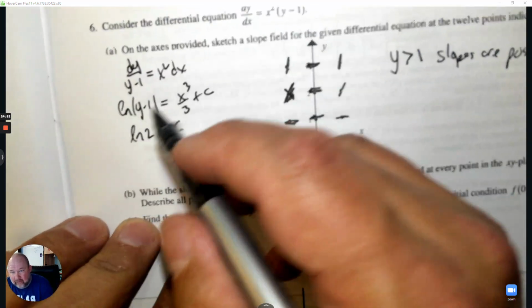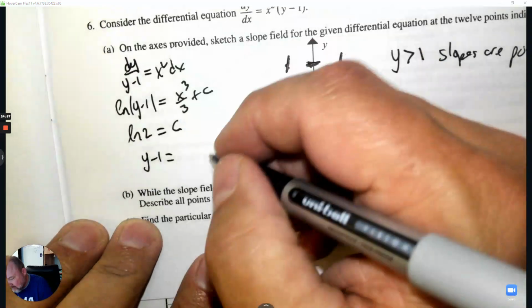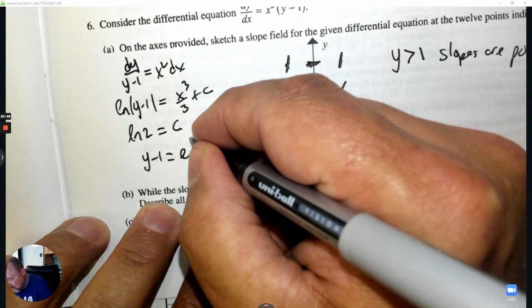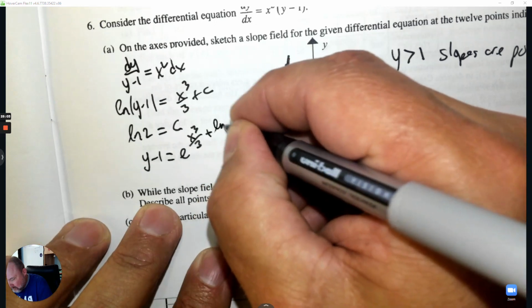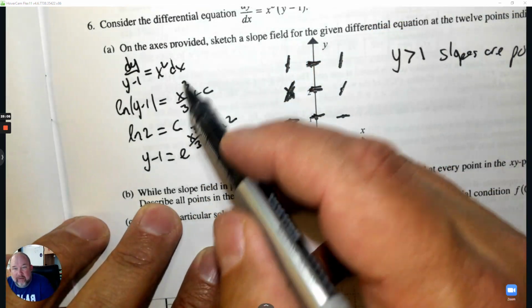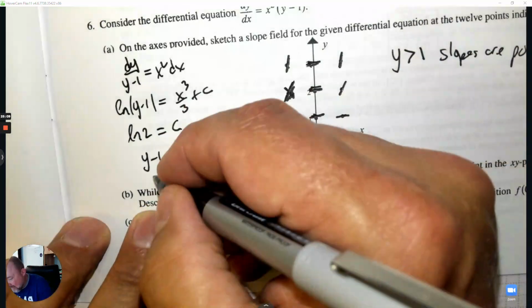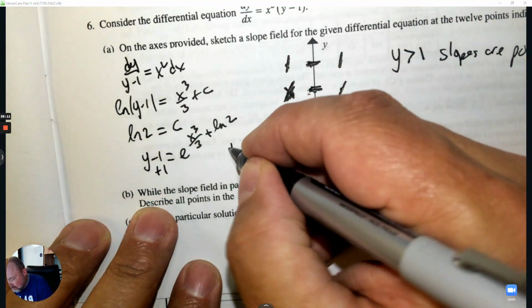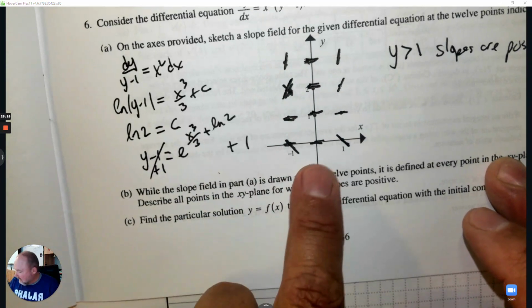Then I'm going to solve this exponentially. So it's x cubed over 3 plus ln 2. So it's e to that exponent, and then just add 1, and you have your answer. You don't have to make it look prettier than that. And this equation then matches that slope field.